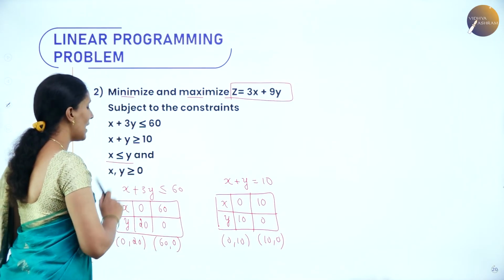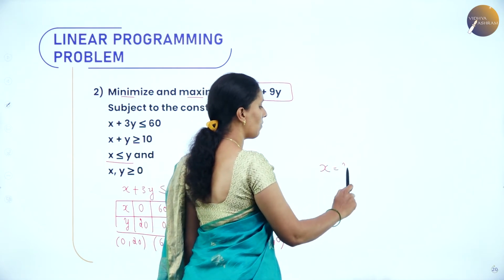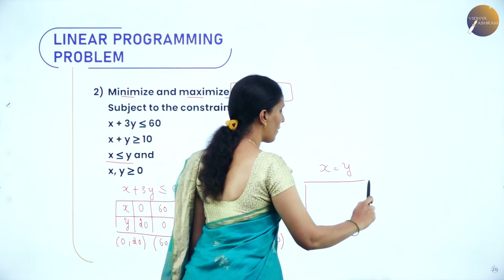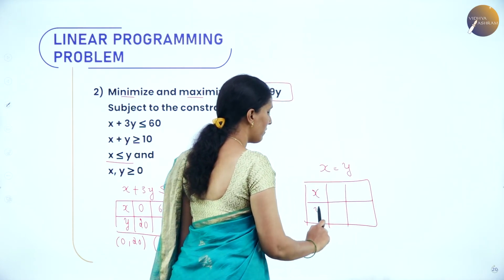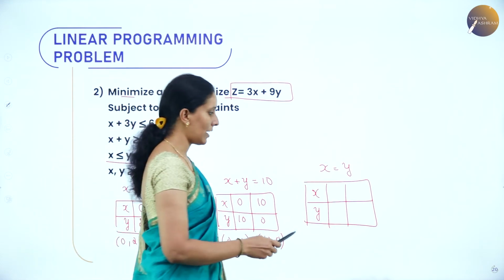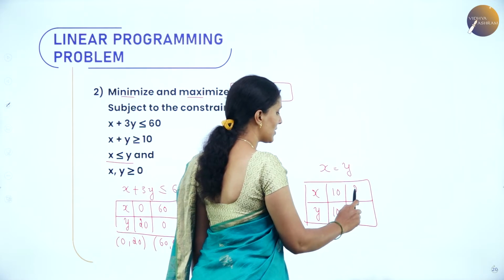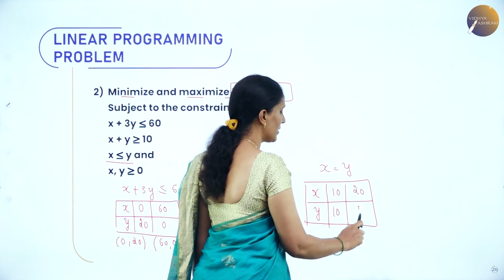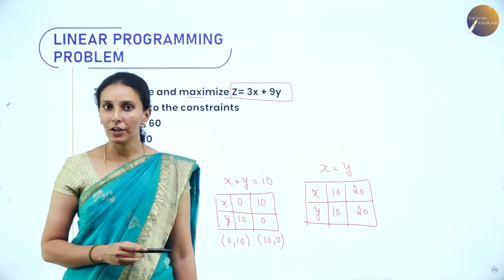Next we have x less than or equal to y. So this one we can take as x is equal to y only. So thus we can write the solution for x and y. Whatever the value for x, the y value is the same. So if I take x as 10, y is 10. If I take x as 20, y is also 20. Similarly, you take any values for x, it will be the same value for y.